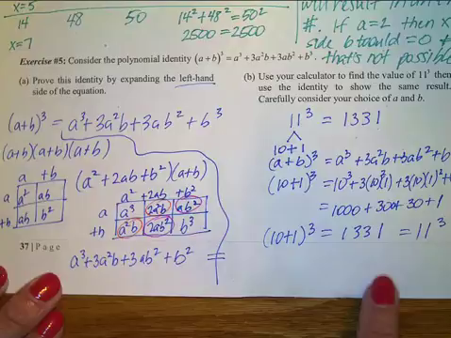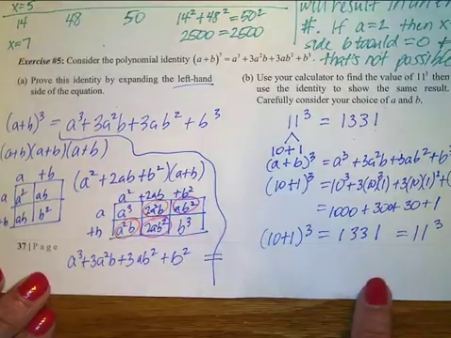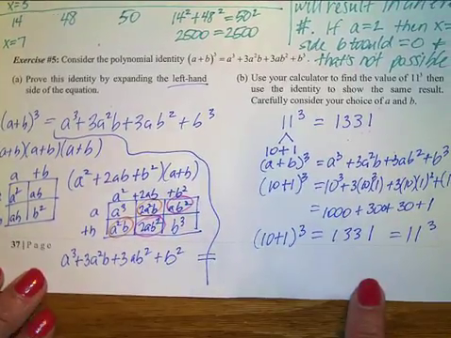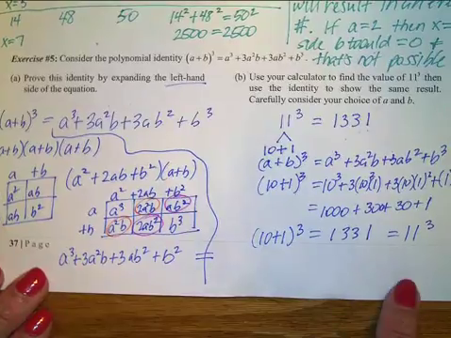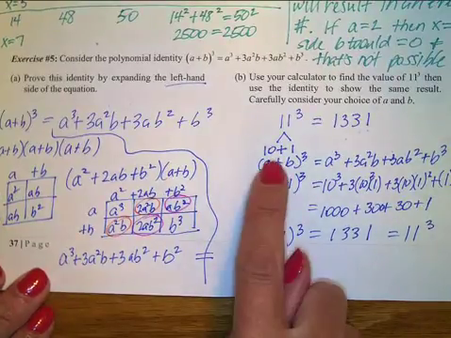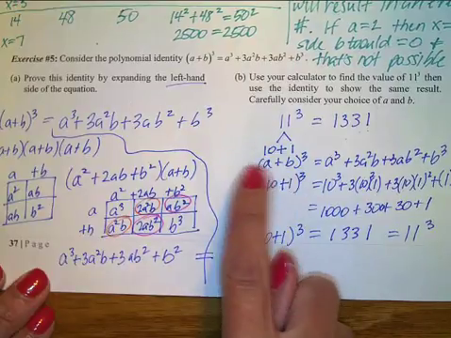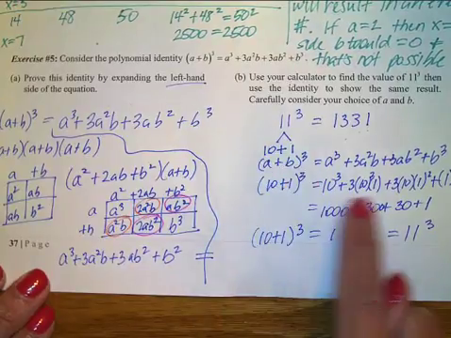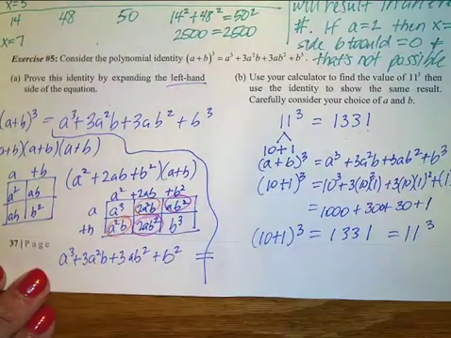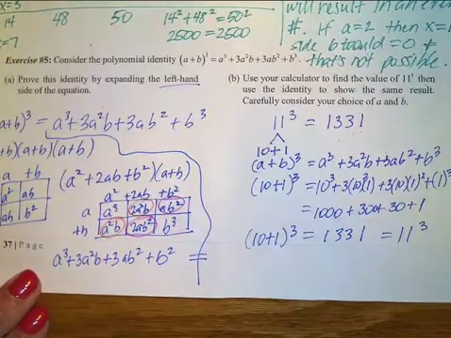In part B, I plugged 11 cubed in my calculator and got 1,331. I decided that 11 is 10 plus 1, so 10 plus 1 in parentheses cubed, plugged it into the formula, got the same answer. Perfect.